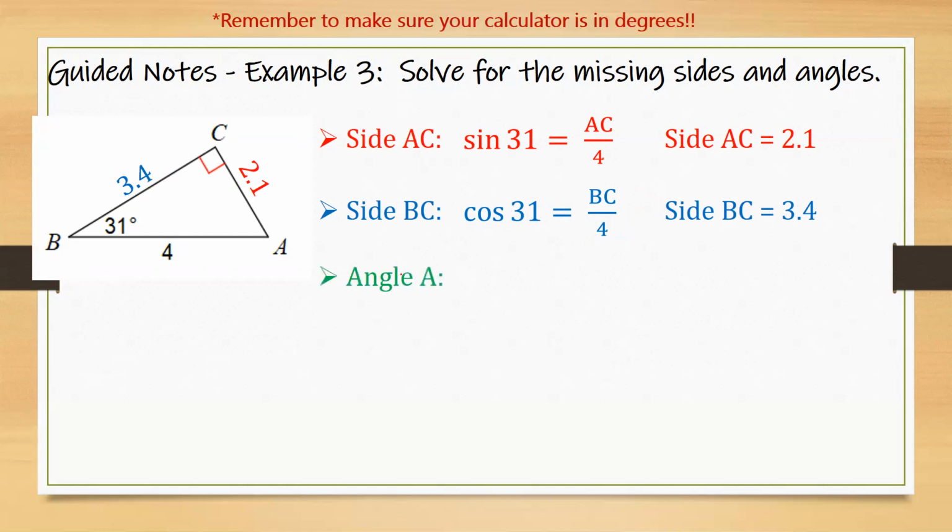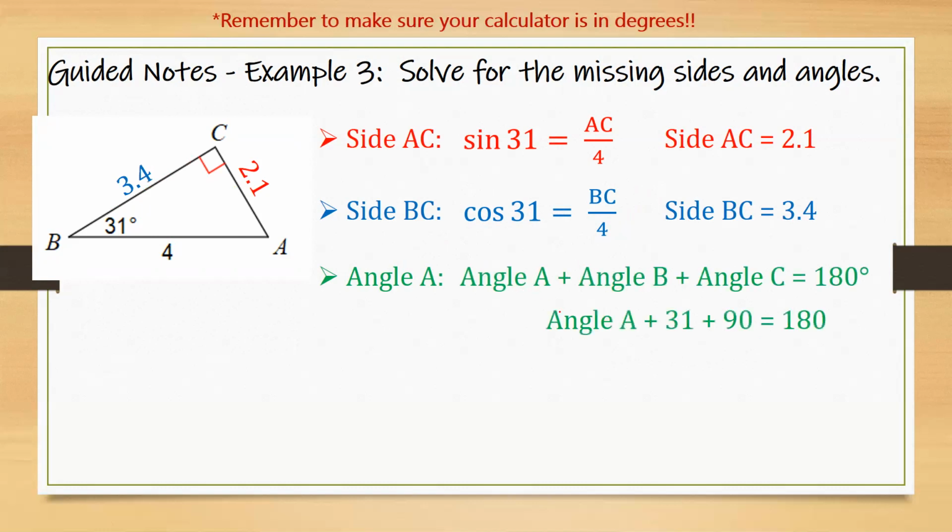Okay, angle A, just like last time. I have one missing angle, so I'm going to say that all of them add up to 180 because I know that's true. And I'm going to plug in the angles I know. Angle A plus 31 plus 90 is 180. So 31 plus 90 is going to give you 121. And then you're going to take 180 and subtract 121, and that's going to give you 59. So angle A is equal to 59 degrees.